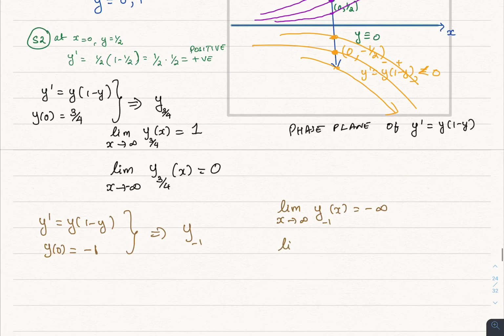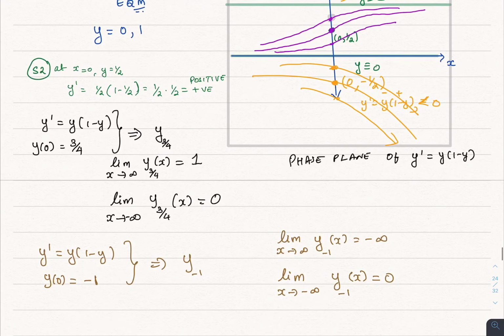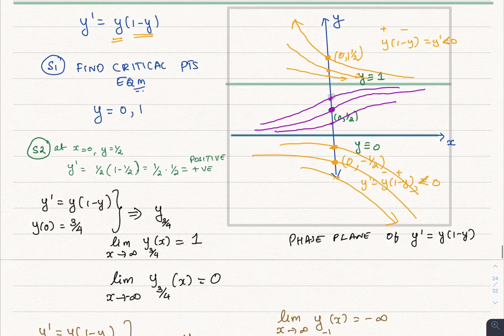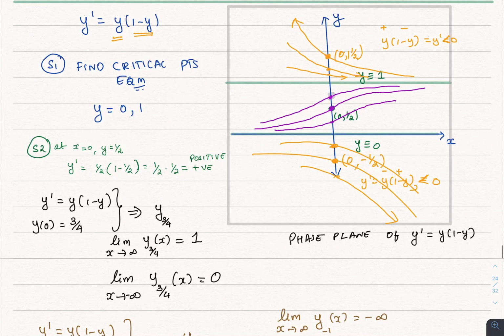And if I ask you now, you should be able to tell me what happens when x goes to negative infinity of the solution that we call y₋₁(x). That's going to go to 0, right? And that's how we can analyze the qualitative behavior of the solution by just looking at the phase plane. There's something called a phase line.